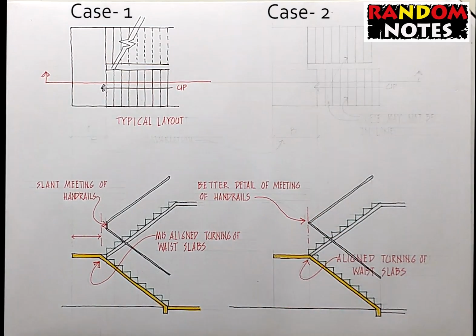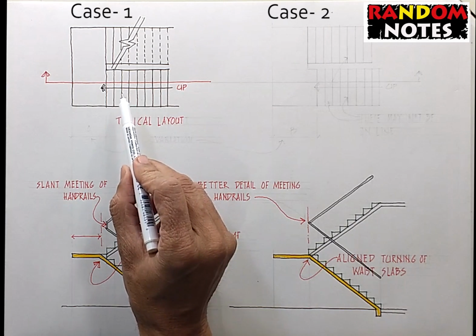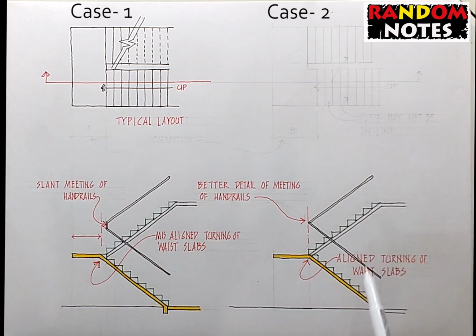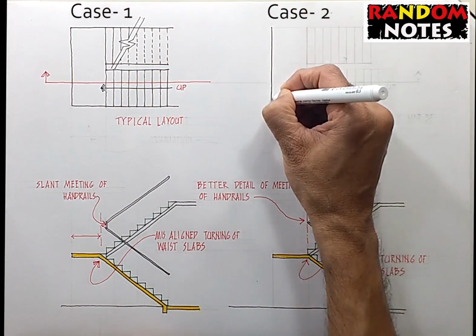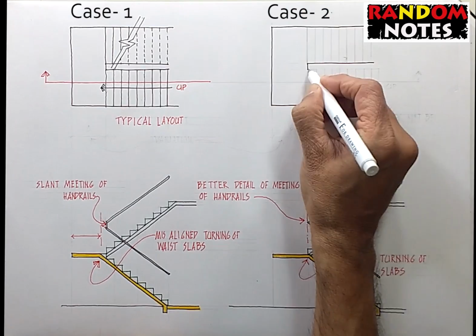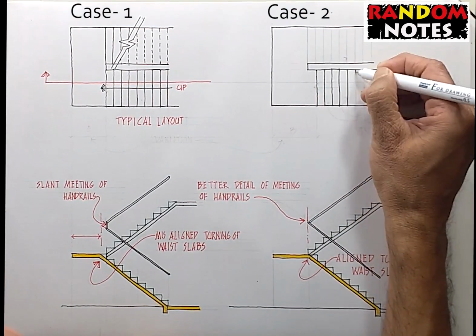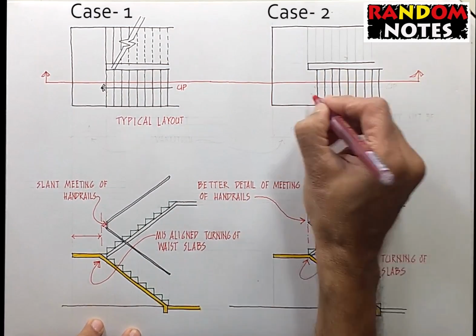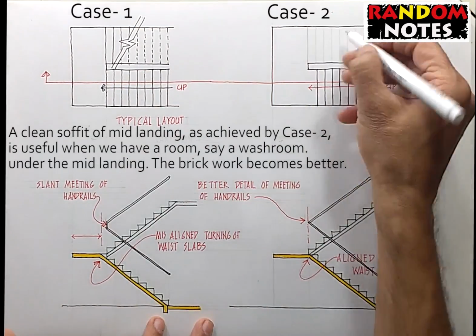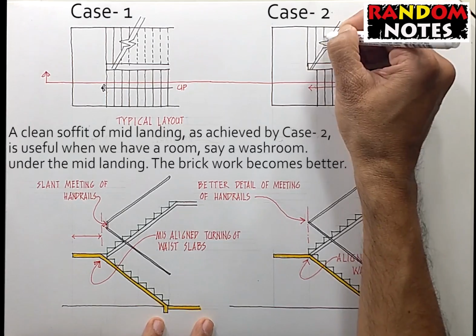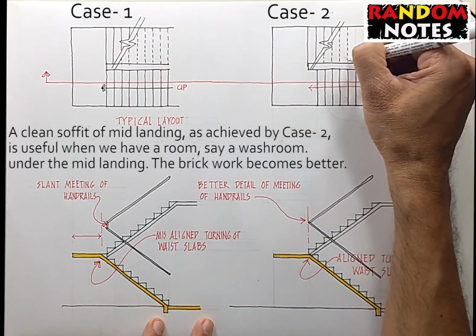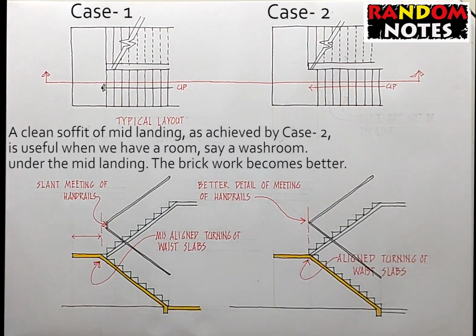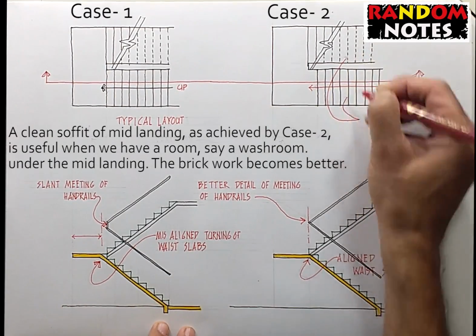So, we have made the section first here. In case 1, we had derived the section from the plan. In case 2, we will derive the plan from the section. This of course will be done by taking projections from the section. This is the section line, and we rise up this way. The edges of treads may not align between the two flights.